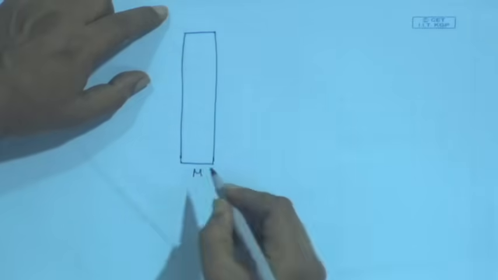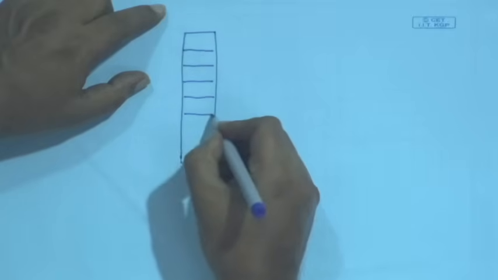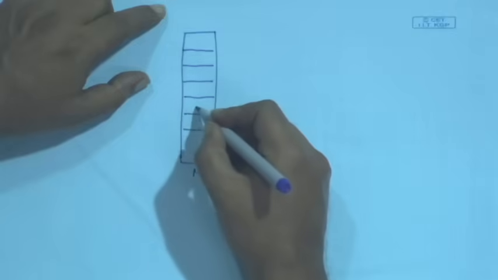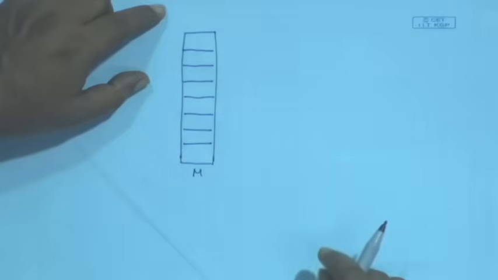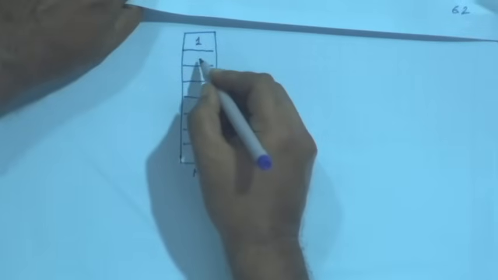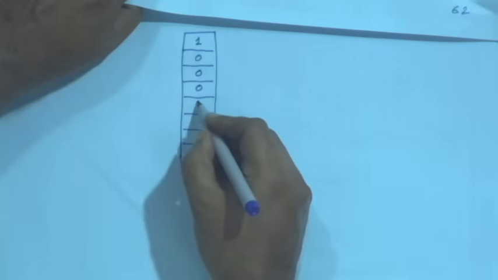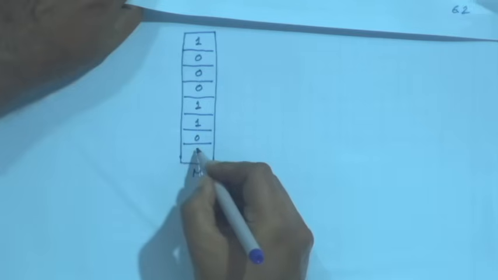So, memory M. Each location has got single bits, 2, 3, 4, 5, 6, 7, 8. Now, just like here, I can have these ones and zeros stored in this memory location. I can have it 1, 0, 0, 0, 1, 1, 0, 1, and these input lines, for 8 locations of the memory, I need 3 address lines.